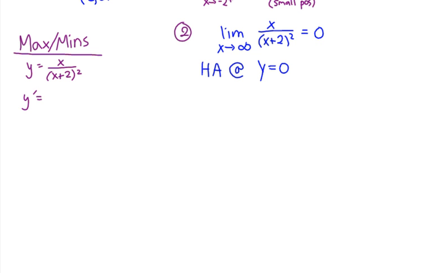y prime equals, quotient law: derivative of the top is 1 times the bottom, minus, leave the top, x, times the derivative of the bottom. What do you have to use there? Chain rule. So times, bring down the 2, leave the inside, subtract 1 from the power, and then times the derivative of the inside. What's the derivative of x plus 2? 1. So let's leave that all over the bottom squared, so it becomes power 4.